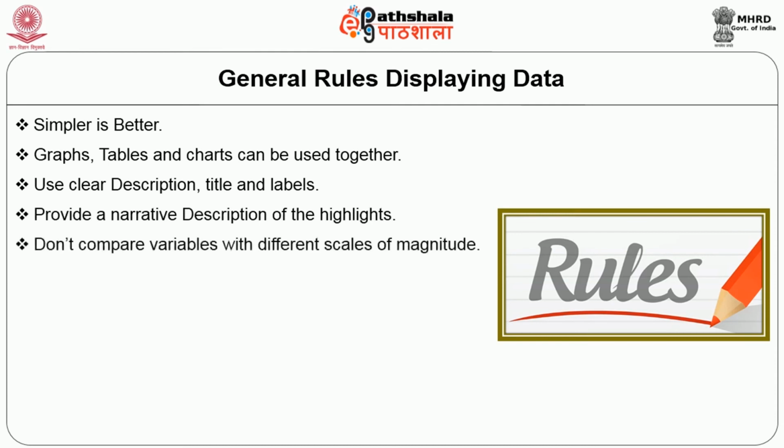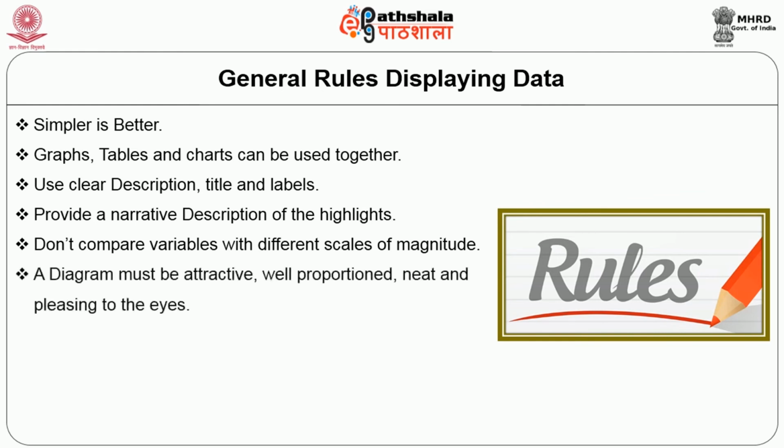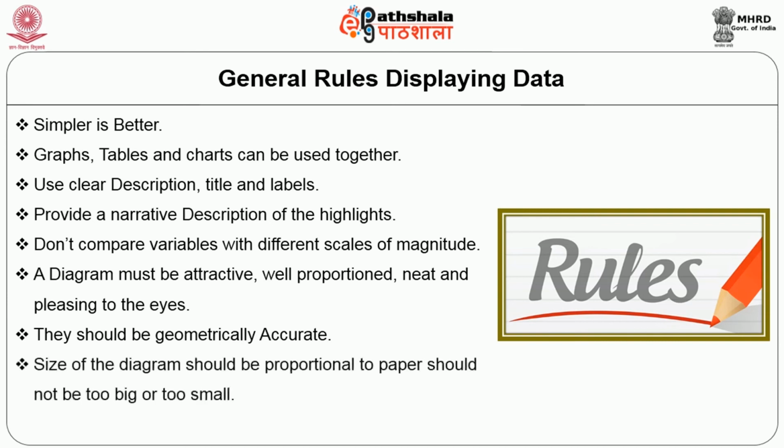Do not compare variables with different scales of magnitude. A diagram must be attractive, well proportioned, neat and pleasing to the eyes. They should be geometrically accurate. Size of the diagram should be proportional to paper, should not be too big or too long, and different colors should be used to classify the data clearly.